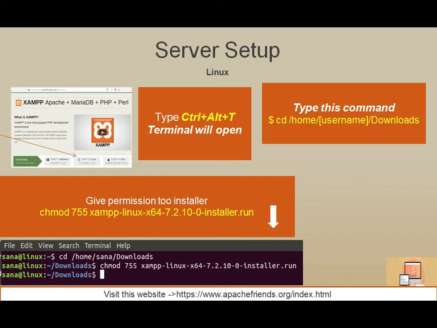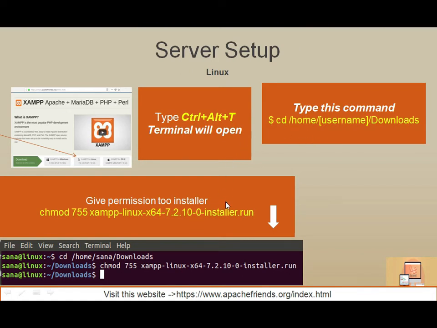Now if you want to set up the server on Linux, first of all you have to download its particular file, for example, the Unix download. Press Control Alt T to open your terminal. After that, type the command cd home, then your username, your system name, and go to the Downloads section.